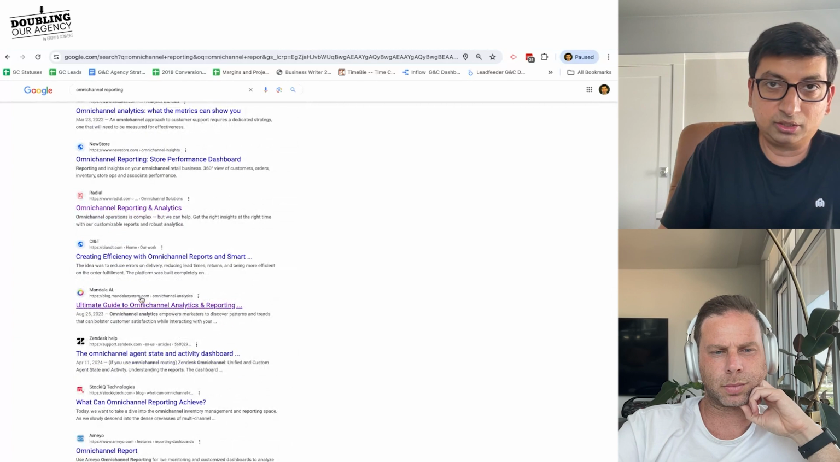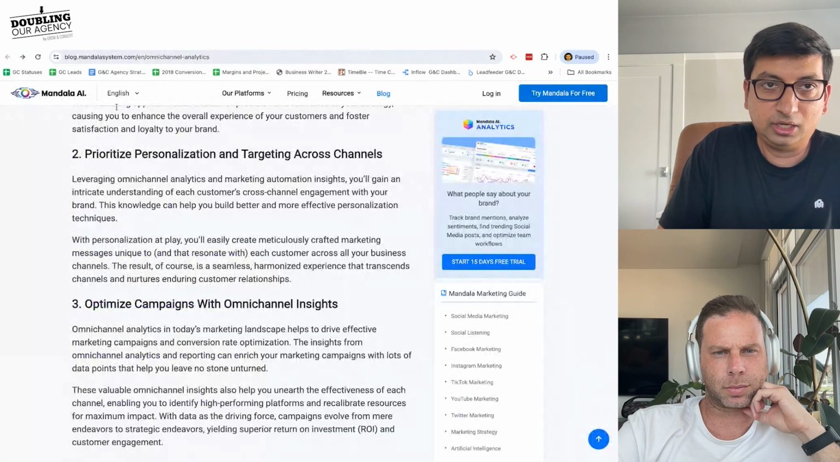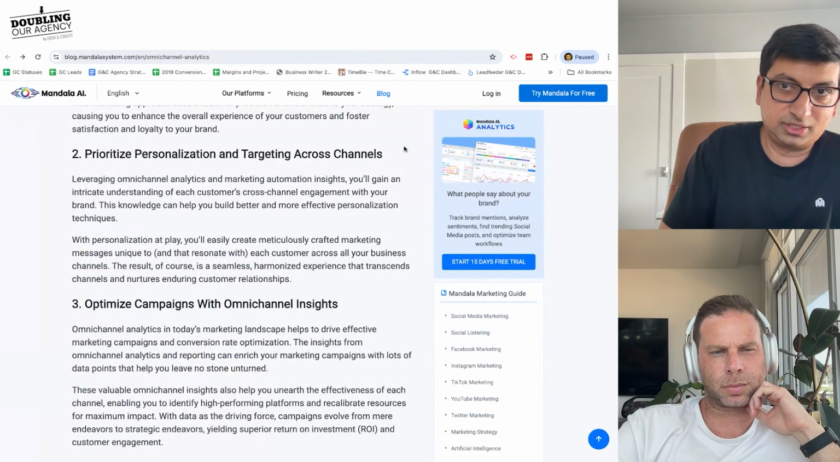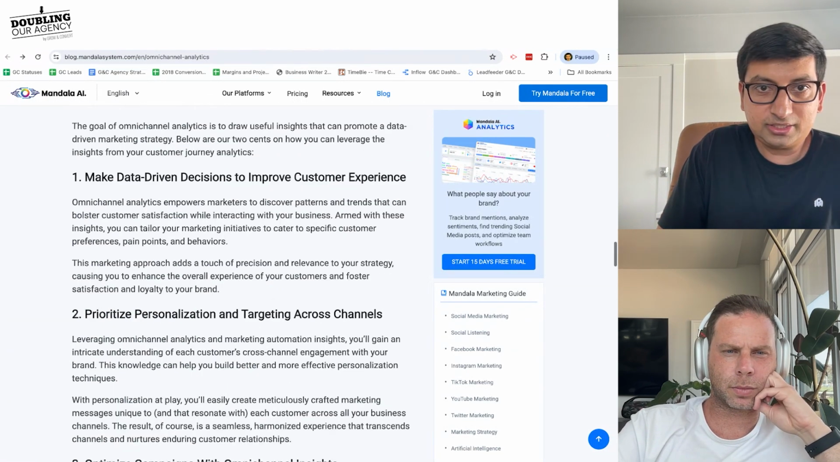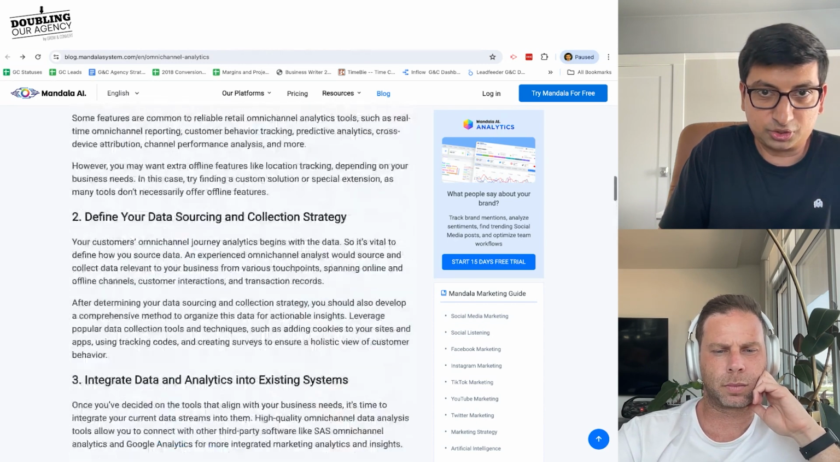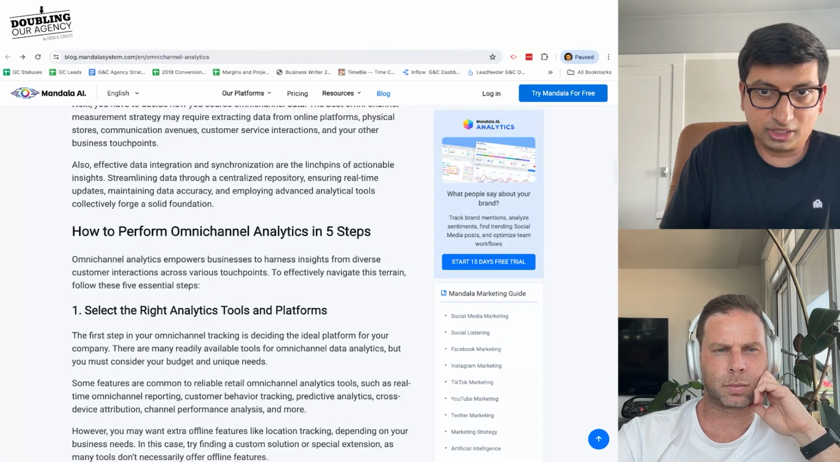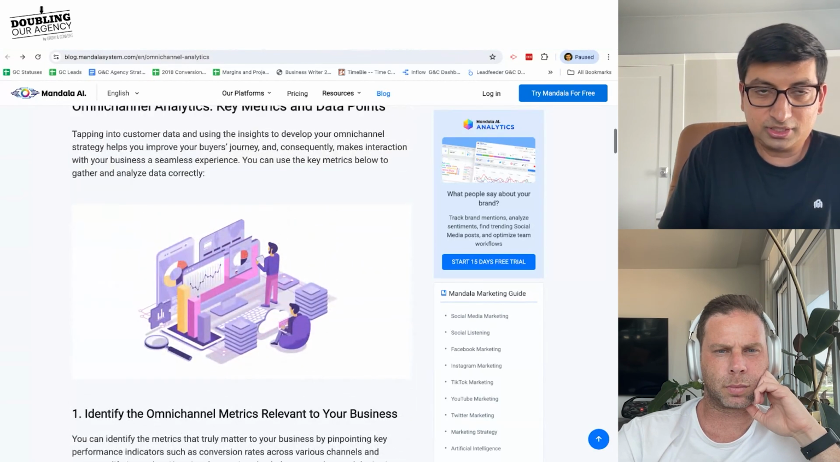So I went to one called Mandala AI, which I've never heard of before. But it looks like it's a tool that does this, right? Mandala Analytics. You can see a little ad on the right hand side. And this is now deep inside the how-to section of the post. We're past the intro stuff, and it starts to give advice.